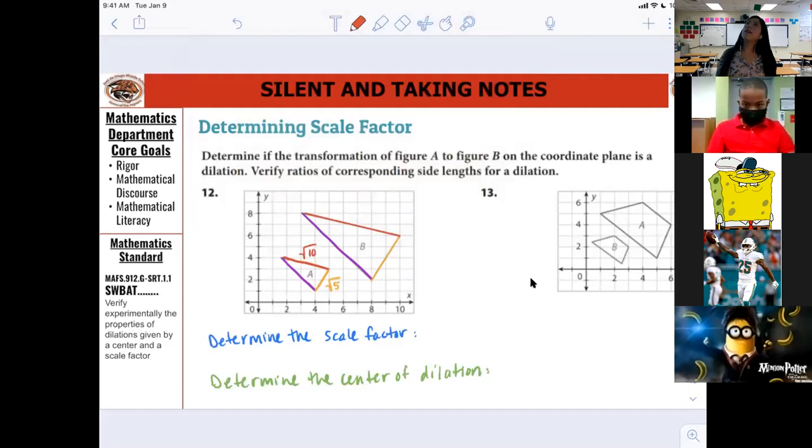Did anybody get any of the distances of the larger triangle from B? Okay, so Janelle says for the orange one, she got square root of 20. That is also correct. Good. Anything else? Anybody?